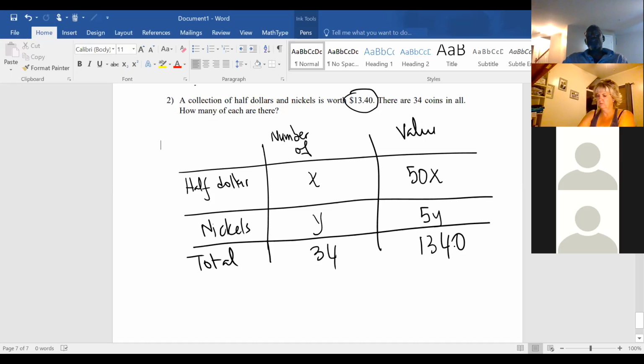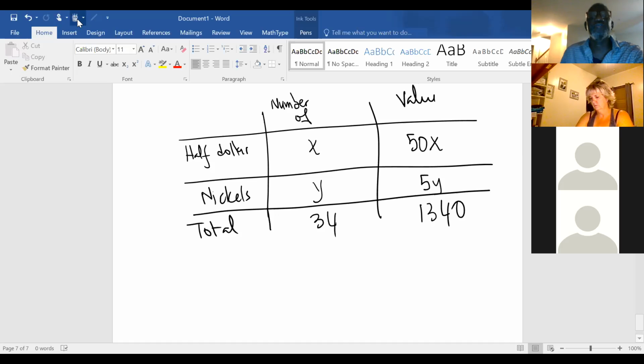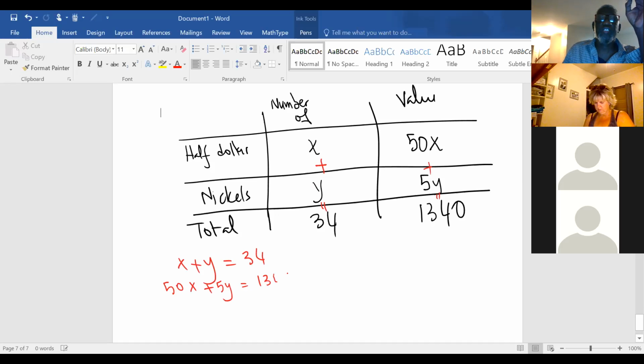Once we got that, now what do you get? You get plus here, equal plus equal. So we get X plus Y equal to 34 and 50X plus 5Y equal 1340, right? So did you go with the substitution or addition? I did the substitution method. From the first one, which one did you get by yourself? I got Y equals 34 minus X. Exactly, 34 minus X, because if I want to get Y by itself, I minus X here, I minus X here, right?